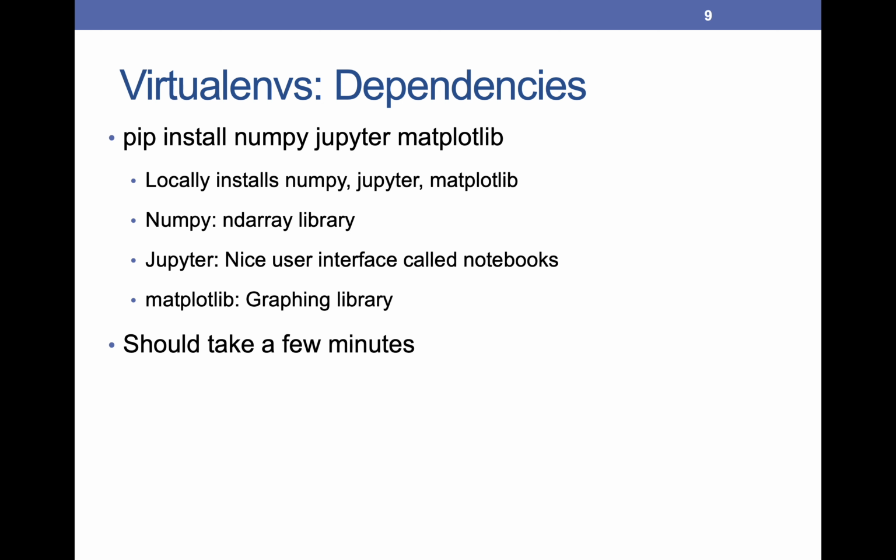Now, the dependencies that we're going to need for next time include numpy, Jupyter, and matplotlib. So you're going to want to install them by saying pip install numpy jupyter matplotlib. This will locally install them. What they are: numpy is an ND array library, so this means multi-dimensional array library, so you can create, say, large three-dimensional arrays or n-dimensional arrays, and then manipulate them very easily using purely Pythonic ways of doing this. Jupyter is a really nice user interface called Notebooks. It gives you the ability to, say, render images without actually saving them or opening them, just inline. Very, very nice. It's all a web interface. And finally, matplotlib, which is a graphing library. This should take a few minutes, so don't worry too much about that.